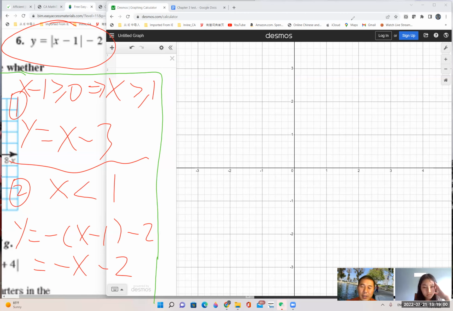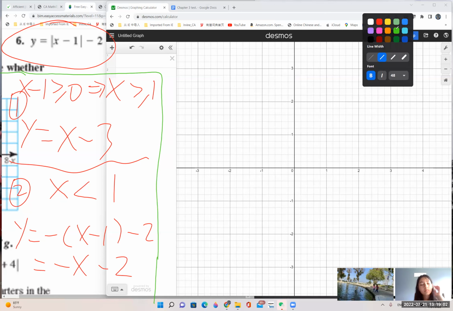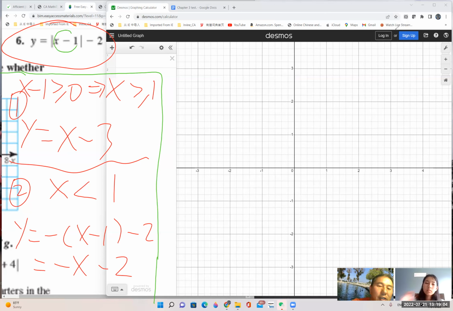Yeah, let me say it again. I mean, when the expression inside the absolute value symbol equals 0, it's the location where the vertex happens. So could you do it? Find this point. Vertex means a point. You find its x and y coordinate.